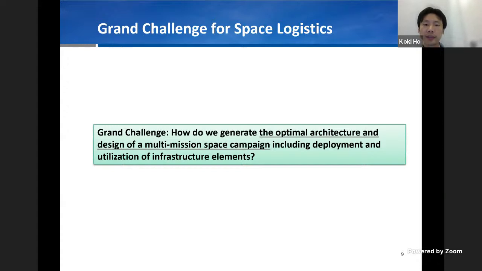I think one of the grand challenges in space logistics is how do we generate optimal architecture and design for a multi-mission space campaign? We have talked about different ways to model the campaign and different ways to analyze the campaign. But in reality, what we want to use these tools for is to come up with a campaign that we can implement in the future, and ideally an optimal campaign. So how do we optimize such a multi-mission space campaign? It includes both the deployment and utilization of the space infrastructure elements. That's the question that we want to answer.